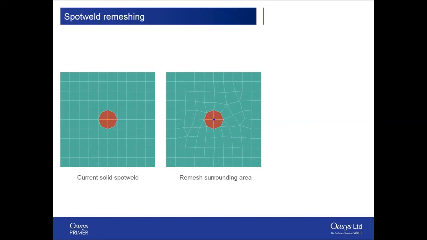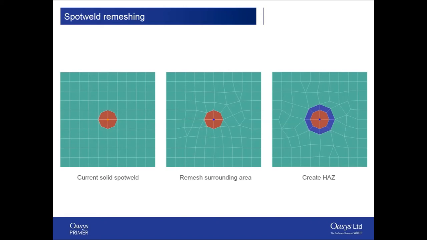Okay, and then optionally on top of that, you can specify a ring, or a heat affected zone, or a number of heat affected zones around that. So Primer will mesh those in, and then you can assign material properties to those. So I've just got a demo of this.